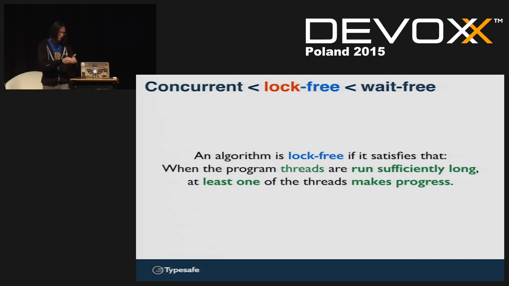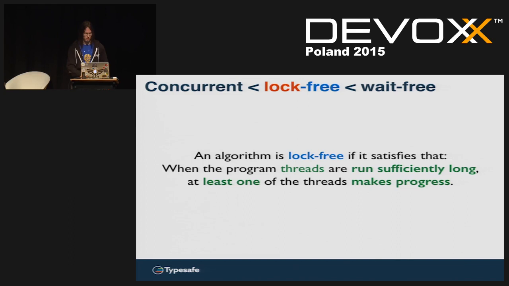I'm going to do a nice example of that one in a second. Basically, lock-free means, if we run sufficiently long, so I will try to cross the crossing as many times as it takes, I will cross it at some point. So if threads run sufficiently long, at least one of them makes progress. This is the formal definition. So always one person, one thread is able to make progress.